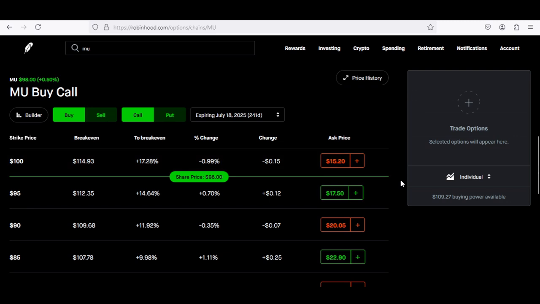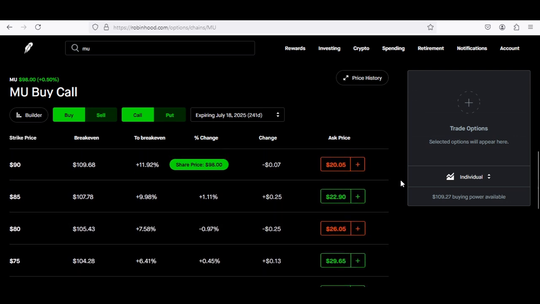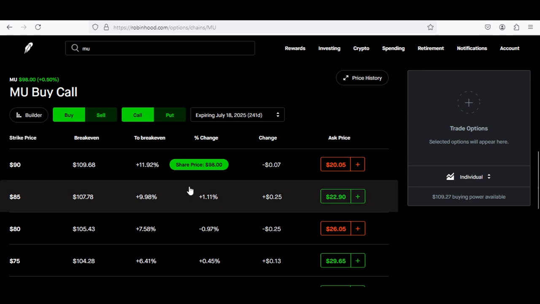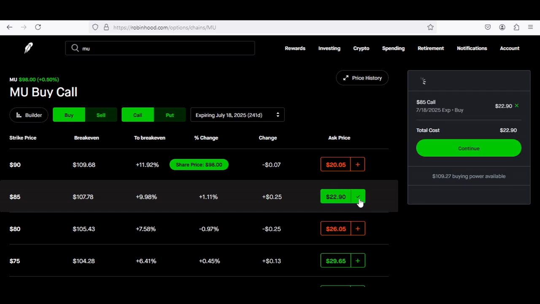So let's continue going down. And now I'm going to go ahead and select my strike price. So I think I'm going to be going with the $85 strike price. And for the $85 strike price, I'm going to have to pay 22.9, or in option terms, $2,290. Each option contract is multiplied by 100 shares. So let's go ahead. We're going to click into it.